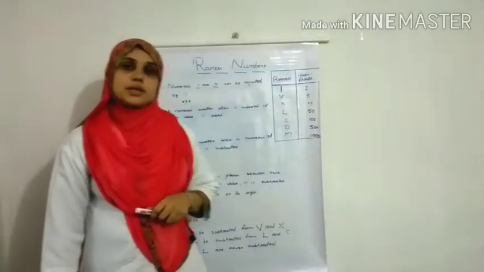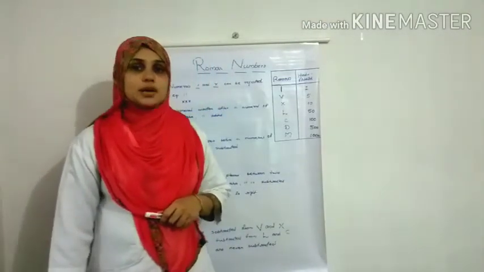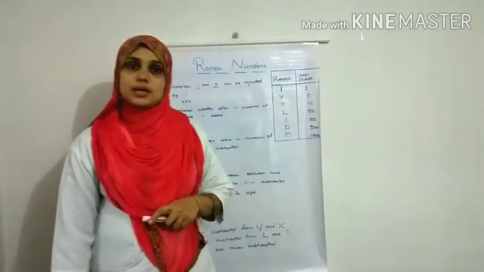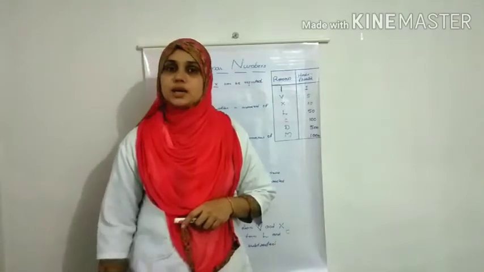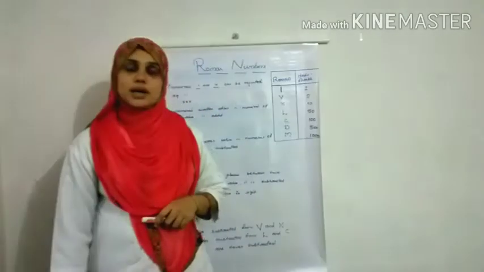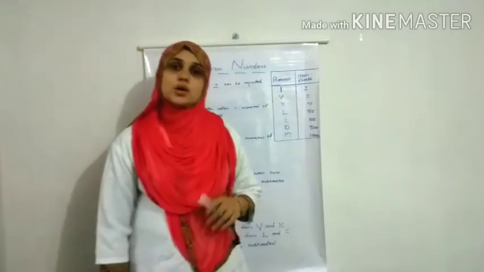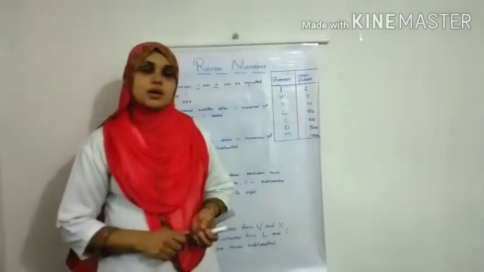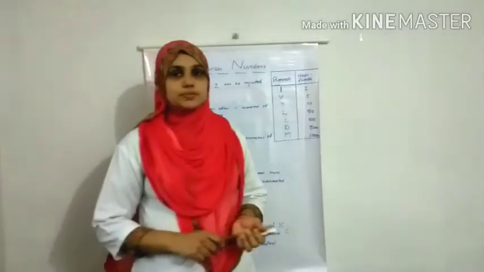In the Roman system, there is no symbol for representing 0. Similarly, there is no place value system. That is why it is difficult to write large numbers in this system.